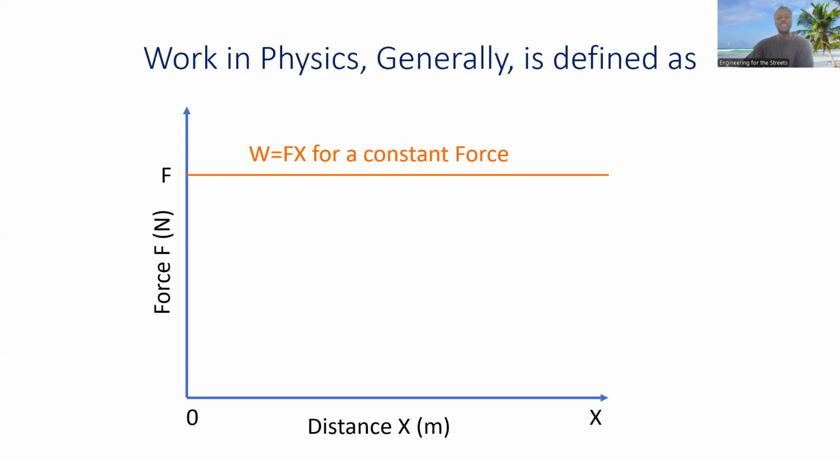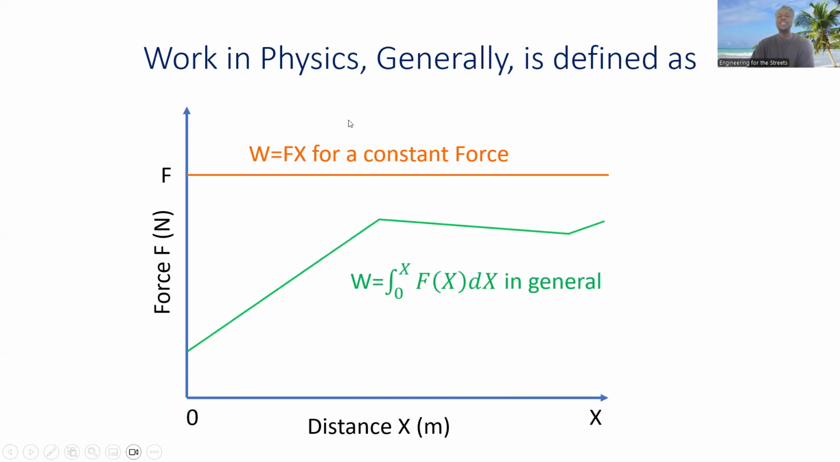And many people do not really know that this equation, force times distance, only applies when the force is constant. If the force is not constant, then this equation, force times distance, will not apply. Now, there's a general relationship. The general relationship between work, force, and distance is given by the integral of the force as a function of distance over the distance. So this is a general behavior. Now, this W equals Fx is a particular case of this general behavior.